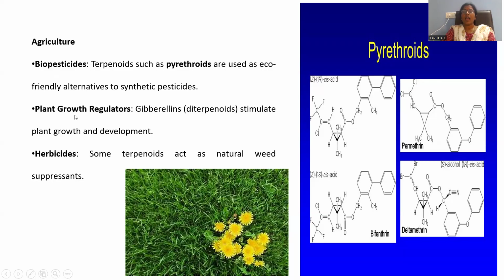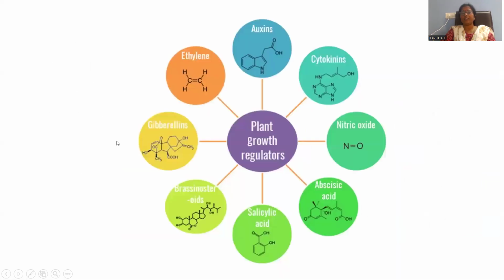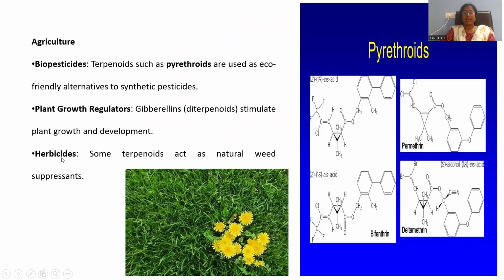Another one is called plant growth regulators. Just now we discussed gibberellin. It is a diterpenoid. It is used to increase the growth of plants. In plant development, it plays a vital role. Here is the gibberellin chemical composition. It is the plant growth regulating agent. Herbicides.